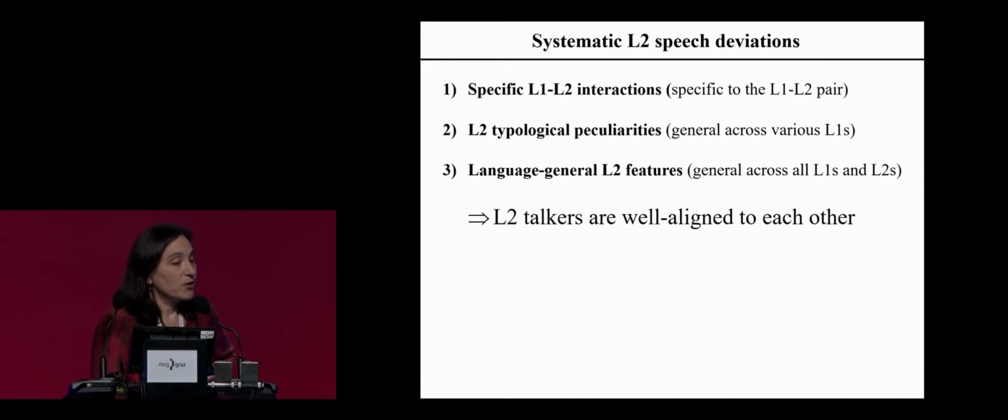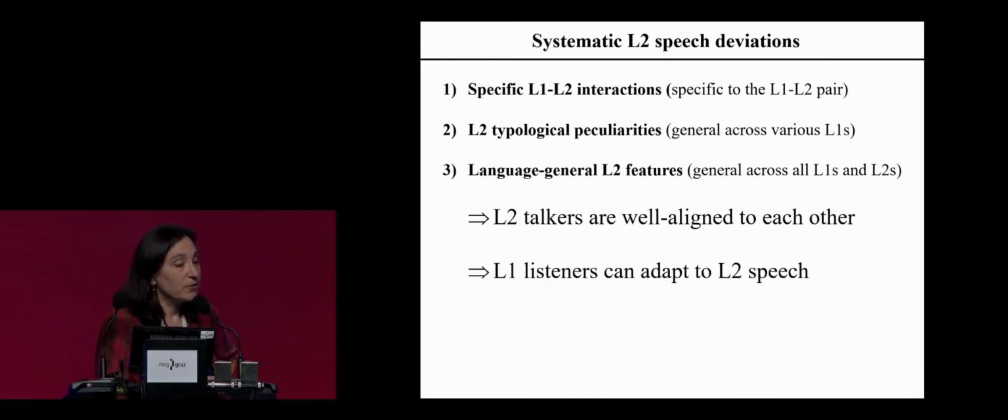Okay, so that's what we just saw. L2 talkers are well aligned to each other. Now, what about L1 listeners? And this is where I will refer to the phonetic space that we're operating in and the process of alignment as a dynamic process. Nothing ever stays still. The alignment between listeners is something that is easily adjusted. And so let's look at it.